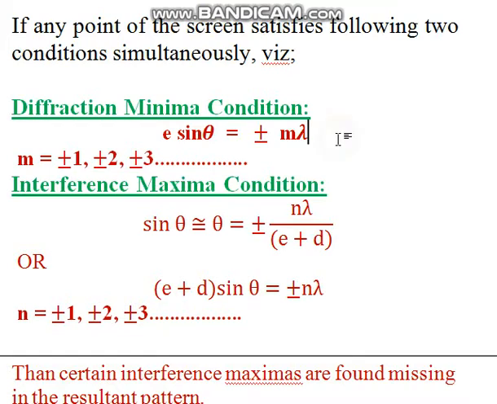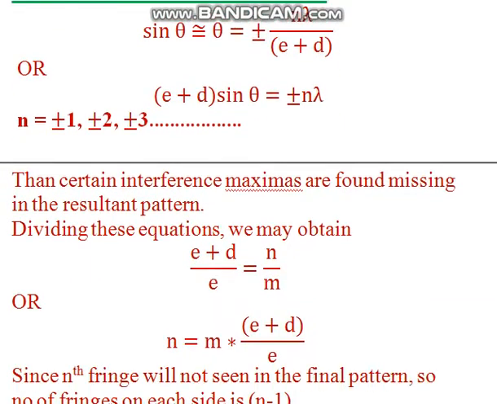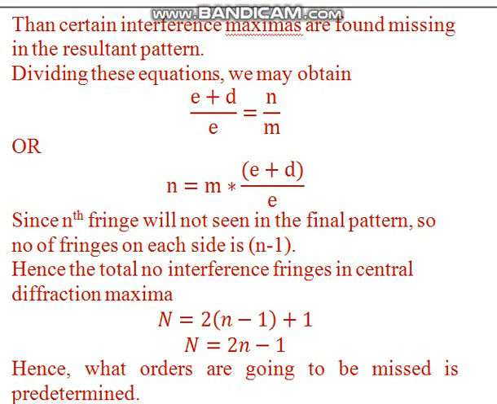the diffraction minima, the other for the interference maxima, and they coincide at the same place. By this condition we obtain a mathematical relation giving us the orders of the interference maxima which are going to be missed in the final pattern. One thing more here, we also calculate the total number of interference fringes in the central diffraction maxima, or you may also calculate it in any other secondary maxima by a similar calculation.